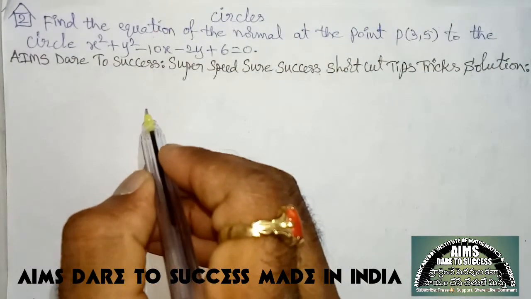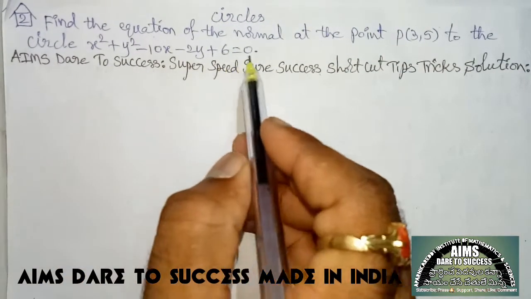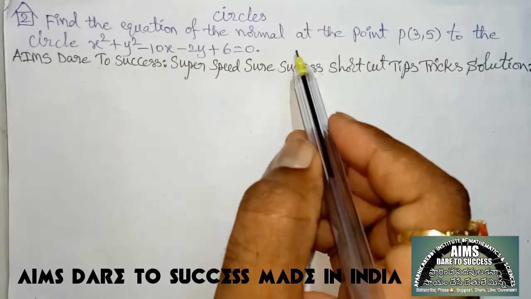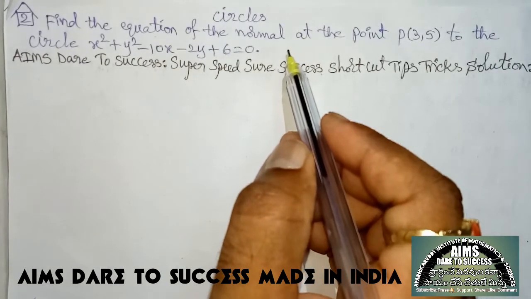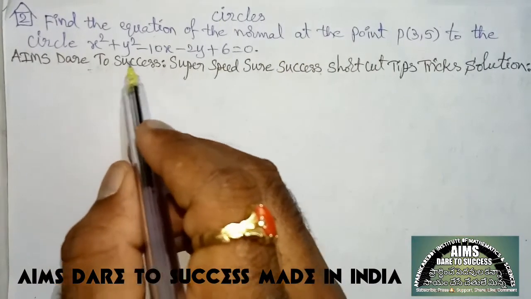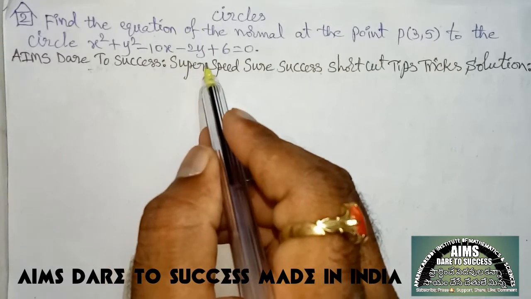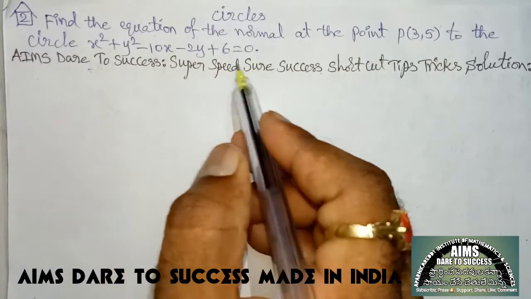Next, one more question, a similar model question. Find the equation of the normal at the point P(3, 5) to the circle x square plus y square minus 10x minus 2y plus 6 is equal to 0.